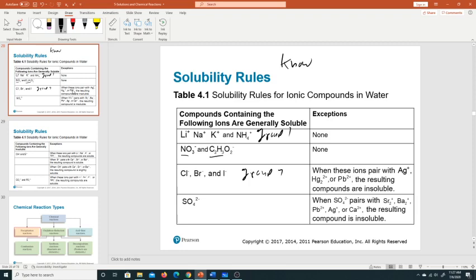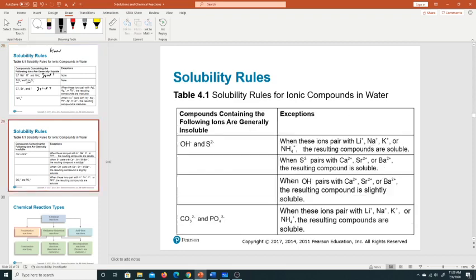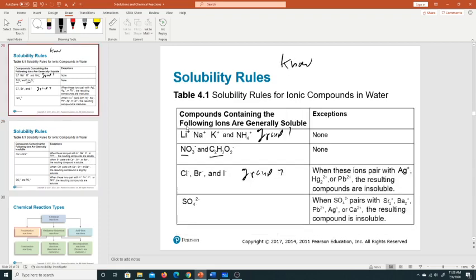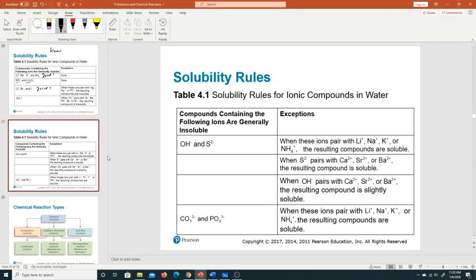Again, most sulfates dissolve, with the same exceptions. We have lead, silver, and also strontium, barium, and calcium. So you need to figure out a way to memorize this chart. Most hydroxides do not dissolve. Most sulfides do not dissolve. Most carbonates do not dissolve, and most phosphates do not dissolve, with exceptions of the ones on the previous chart. So sodium phosphate will dissolve. Sodium carbonate will dissolve. So that's basically how this chart works.